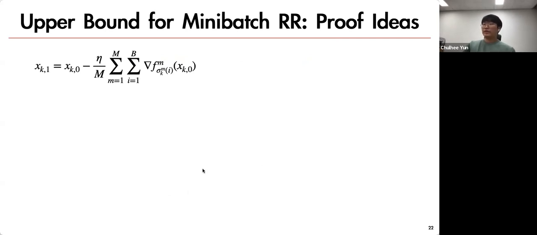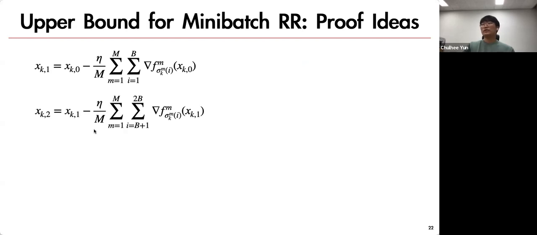And I'm going to briefly talk about the main proof ideas. Okay, so this is the update equation for minibatch random reshuffling. So remember that x_{k,0} is the starting global iterate at the beginning of the kth epoch, and x_{k,1} is the next global iterate. Okay? This is the update equation. And this is, of course, the next update equation.